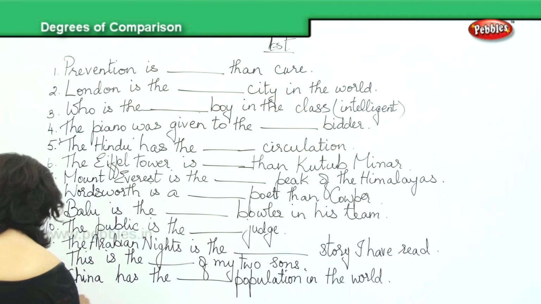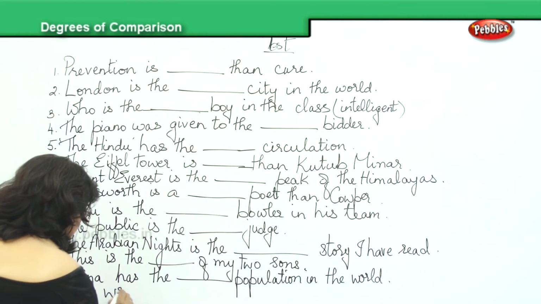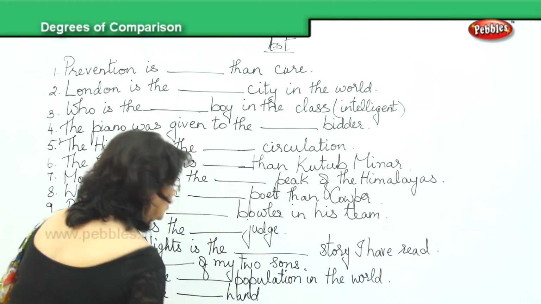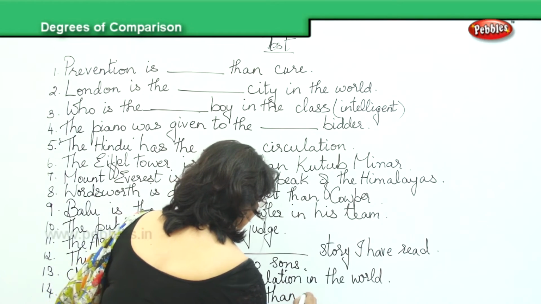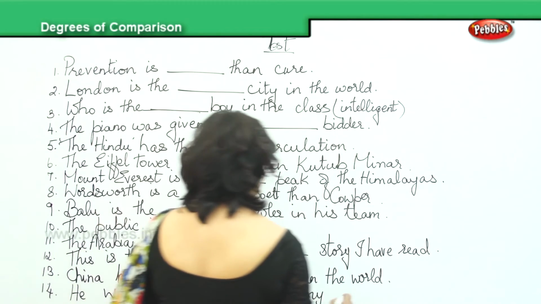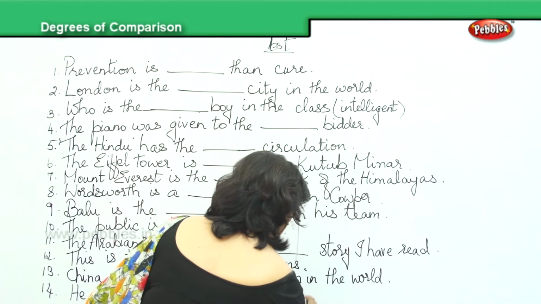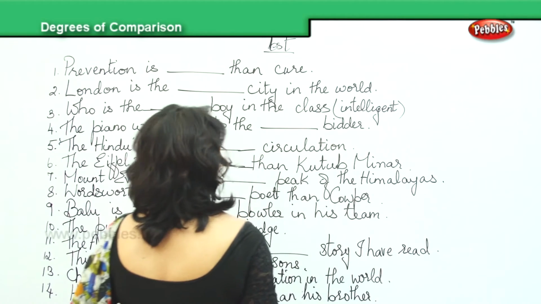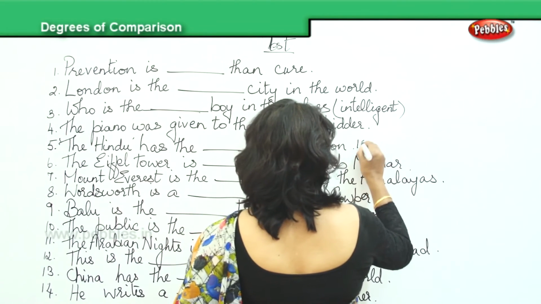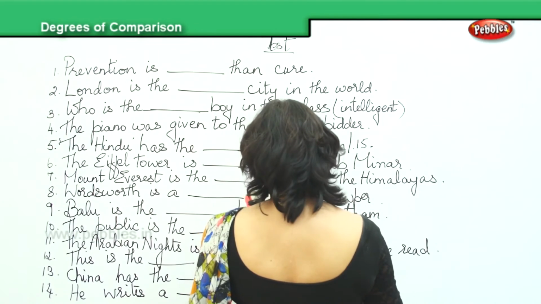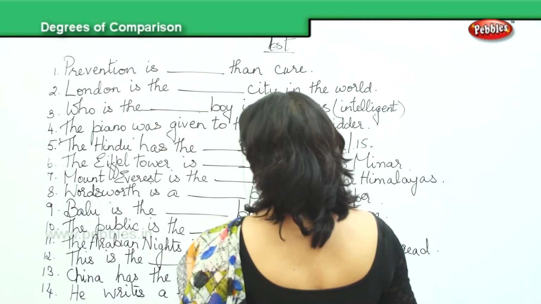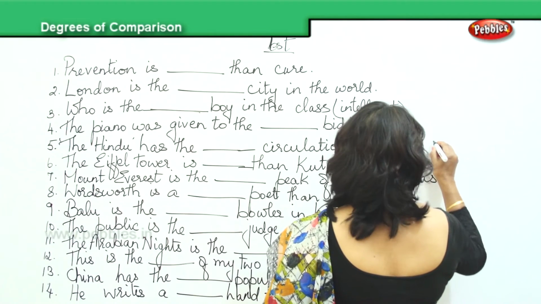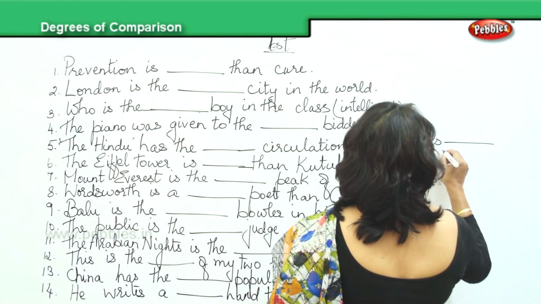He writes a dash hand than his brother. Okay, and I'm going to give you one more sentence here. The pen is dash than the sword.